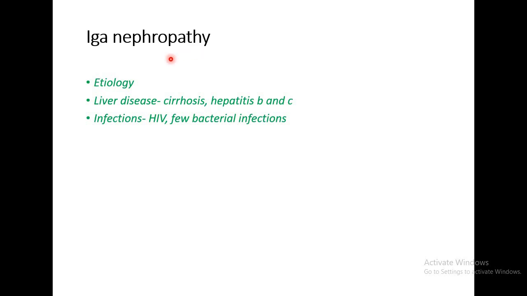Here what happens in IgA nephropathy is this immunoglobulin A will start accumulating in the glomeruli, and because of this immune complex deposition, there will be inflammation leading to nephritic syndrome. But what is the exact etiology, we do not know. But patients with cirrhosis and hepatitis B and C infections, and also patients with HIV infection and a few bacterial infections are known to develop IgA nephropathy leading to nephritis.